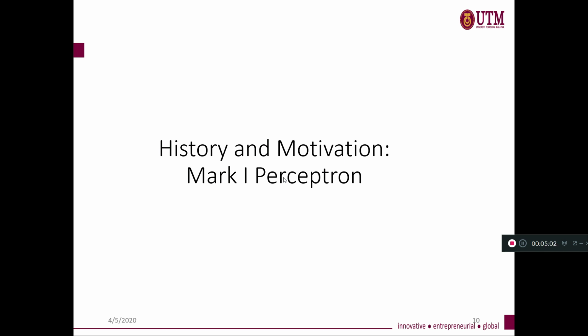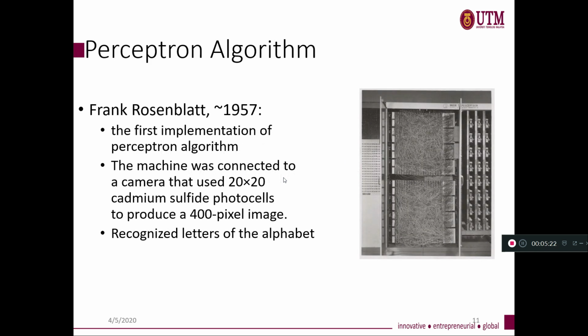Okay, so the history and the motivation of ANN. ANN started with what we call the Mark One perceptron. This is the first effort to introduce the ANN into this world. Initially it started with what we call the perceptron algorithm. This is 1957, the first implementation of the perceptron algorithm, and the machine was connected to a camera that used a 20 times 20 cadmium sulfide photocell array to produce a 400 pixel image.